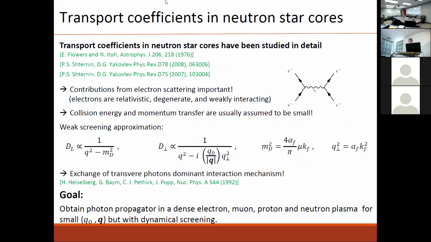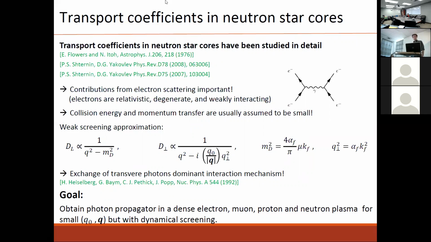So here's some of the pioneering work that has been done so far in the calculation of transport properties in neutron star cores. I should point out at this point that we're really talking about well-established aged neutron stars. So we're not talking about the first seconds after the supernova explosion where thermal effects can be important. So we're looking at cold and dense nuclear matter. There has been some work by Flowers and Itoh back in 1976, and more recent works by Shternin and Yakovlev, who calculated the transport coefficients in some more detail.